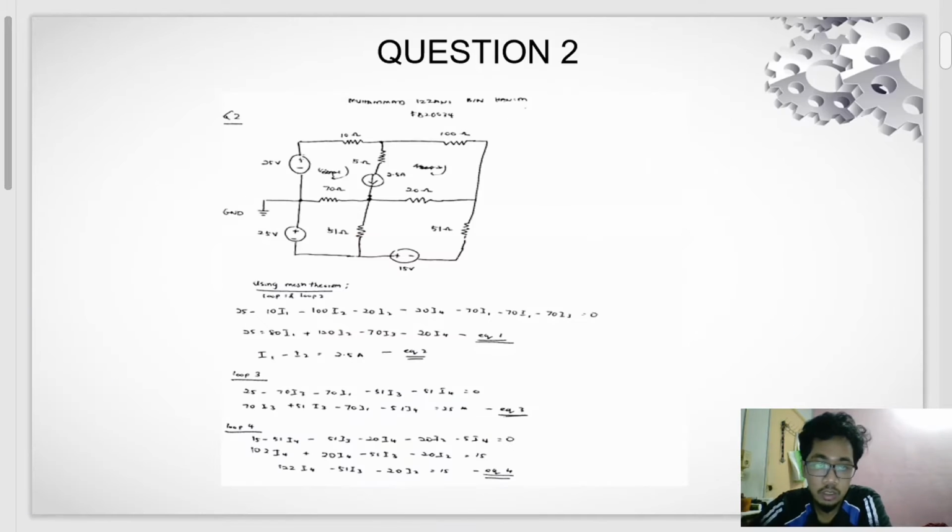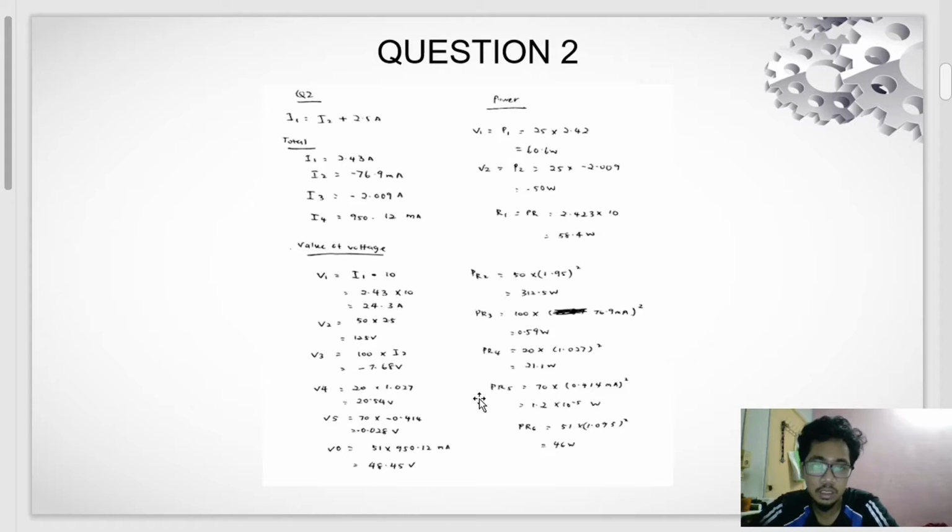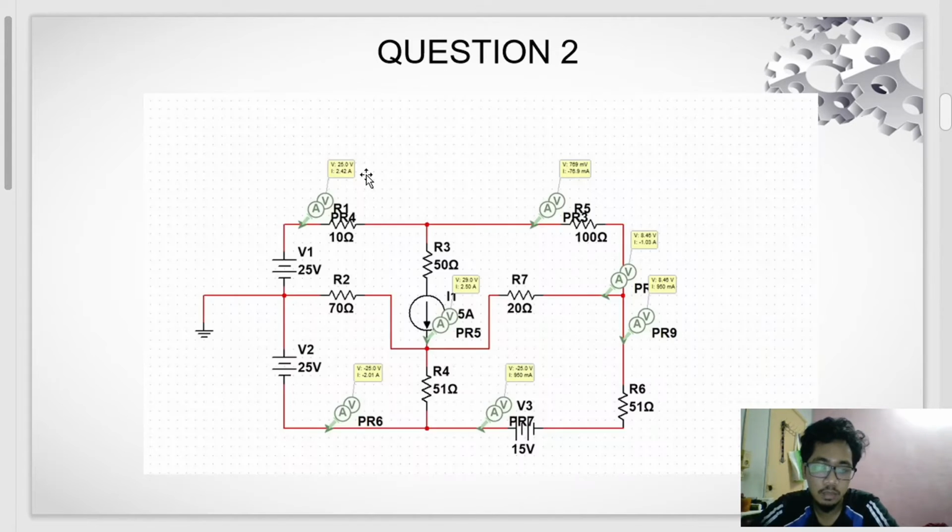I'm presenting question 2. This is the circuit, and this is the equation that I can conclude in this circuit. I'm using the mesh theorem, and the first current that I can produce is 2.43 ampere, same as the simulation. They are using Multisim simulation.